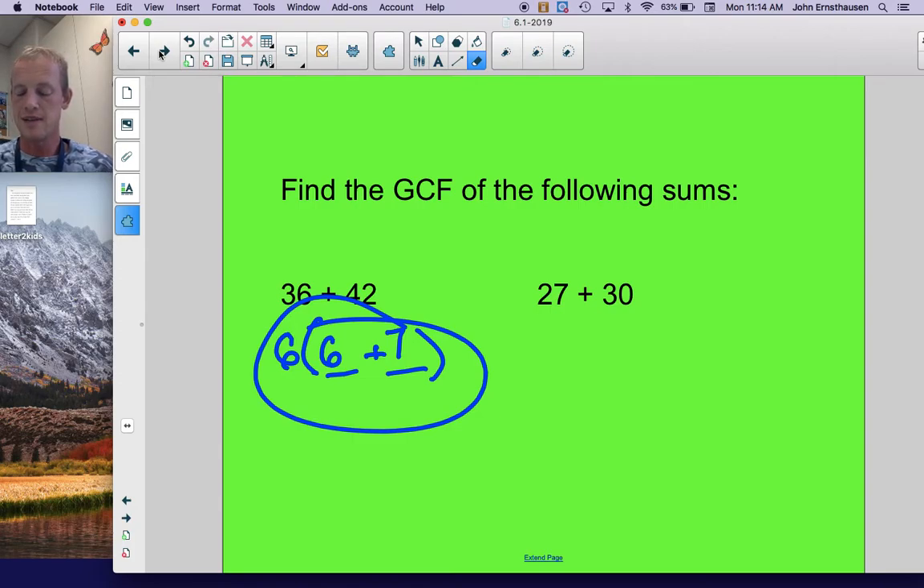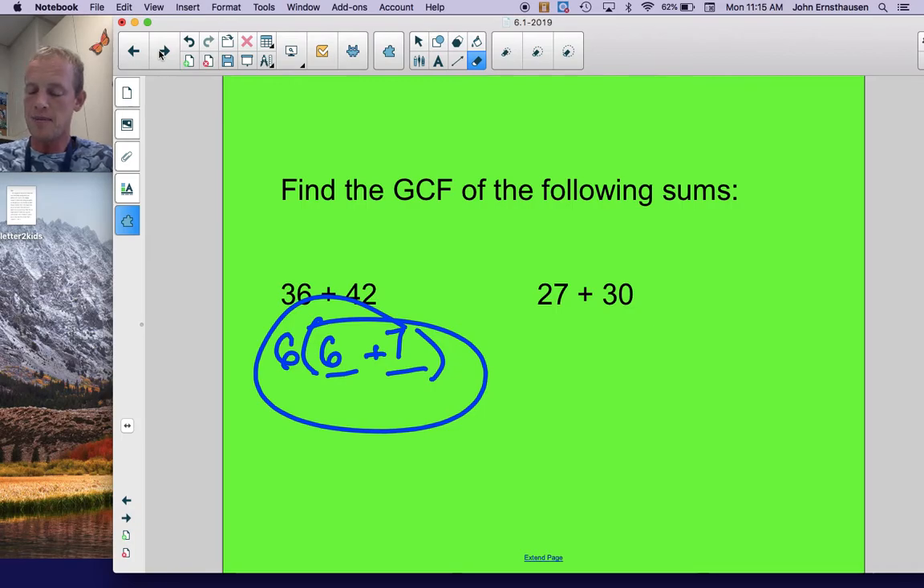Okay, for 27 and 30, can anyone think of a factor that goes into both? You're right, 9 does. 9 is the biggest one. 9 times 3 is 27. 9 times... so you see, even sometimes when you think you know, it doesn't work because there's nothing that can be multiplied by 9 to give you 30. So that's when you may have to start over. And if you do, 9 doesn't work.